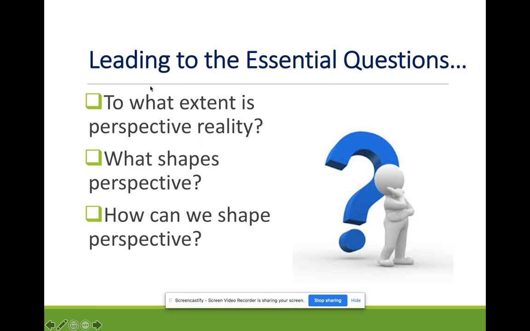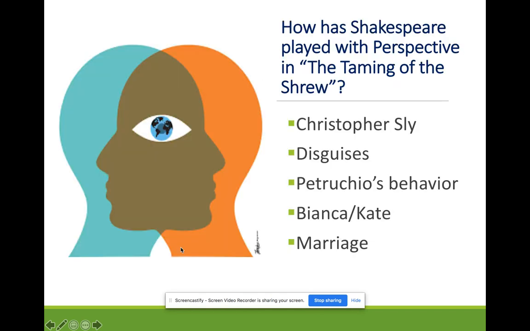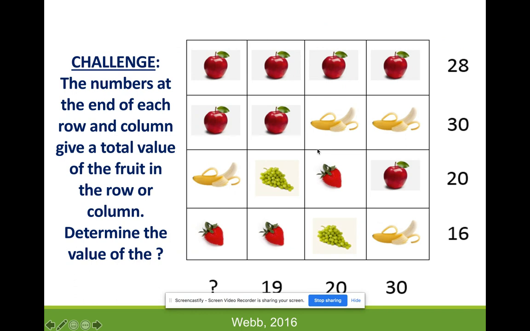So these were our essential questions that stemmed from that launch. To what extent is perspective reality? What shapes perspective, and how can we shape perspective when we write? And then we had to read Taming of the Shrew. So we talked about how Shakespeare basically messes with our perspective through the whole thing.